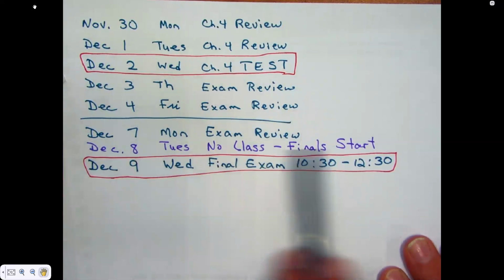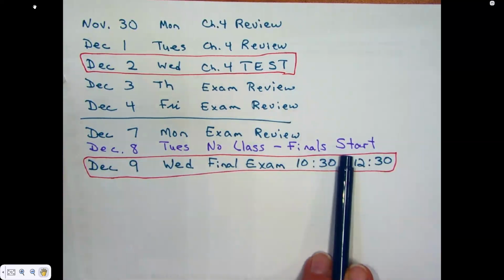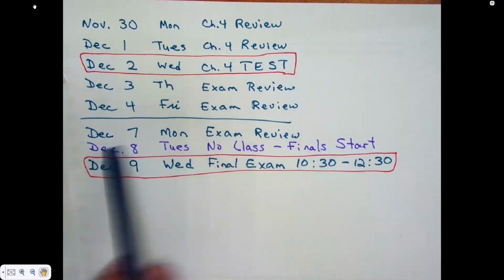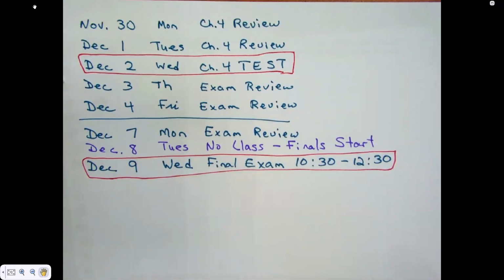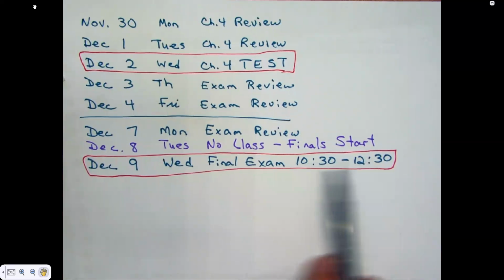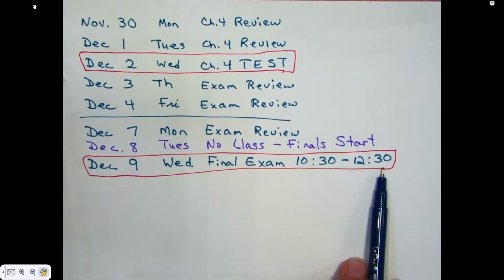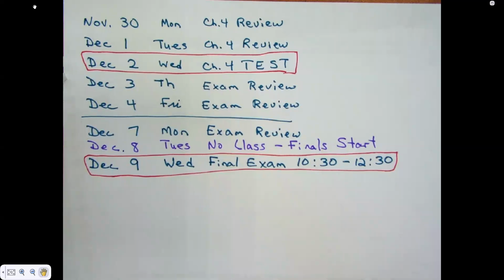And then this Tuesday, there's no class, because you may have a final in a different class already. Finals start that Tuesday, and then ours is on the Wednesday. So that Tuesday, we actually don't meet, because that's when finals start. You may have some finals that Tuesday already. So we do not meet. And then notice our time, our final, we'll do it obviously next week, but it is 10:30 to 12:30.